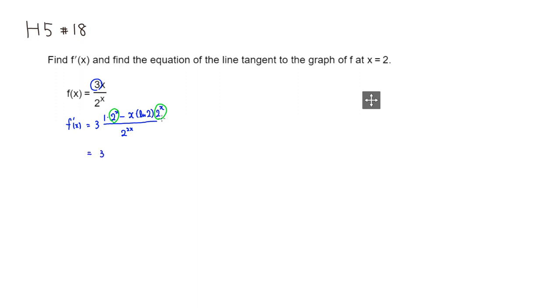So you have a 3 here, and I'm going to pull out the 2 to the x from both terms. You get 1 from the first term left over, then a minus x natural log of 2, over 2 to the x squared, which is the same thing. Then I can cancel one of the 2 to the x, so what you get is 3 times 1 minus x natural log of 2 over 2 to the x. So let's type it in.